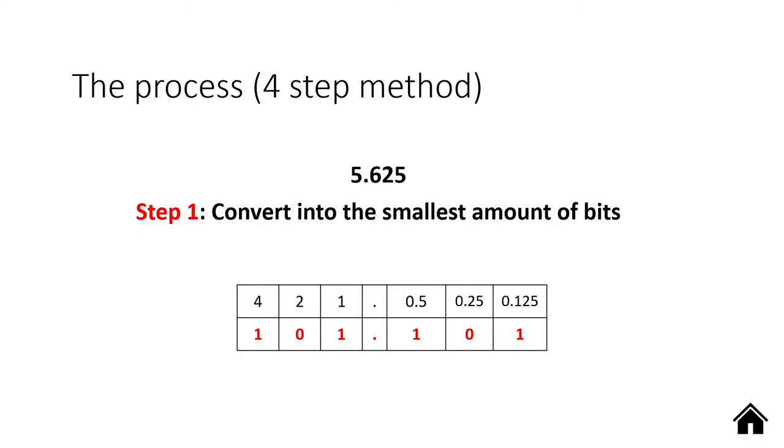So I have a 4-step method that works every single time. It has a 100% success rate if you follow it through. The 4 steps are as follows. Step one: convert this number into the smallest amount of bits. So we take a 4, a 1 to give us the 5. After the decimal point, everything is halves. So you have 0.5, 0.25, 0.125. And we need 0.625, so we take one 0.5 and one 0.125. Add them together and that gets you 0.625. So step one is complete: convert into the smallest amount of bits.